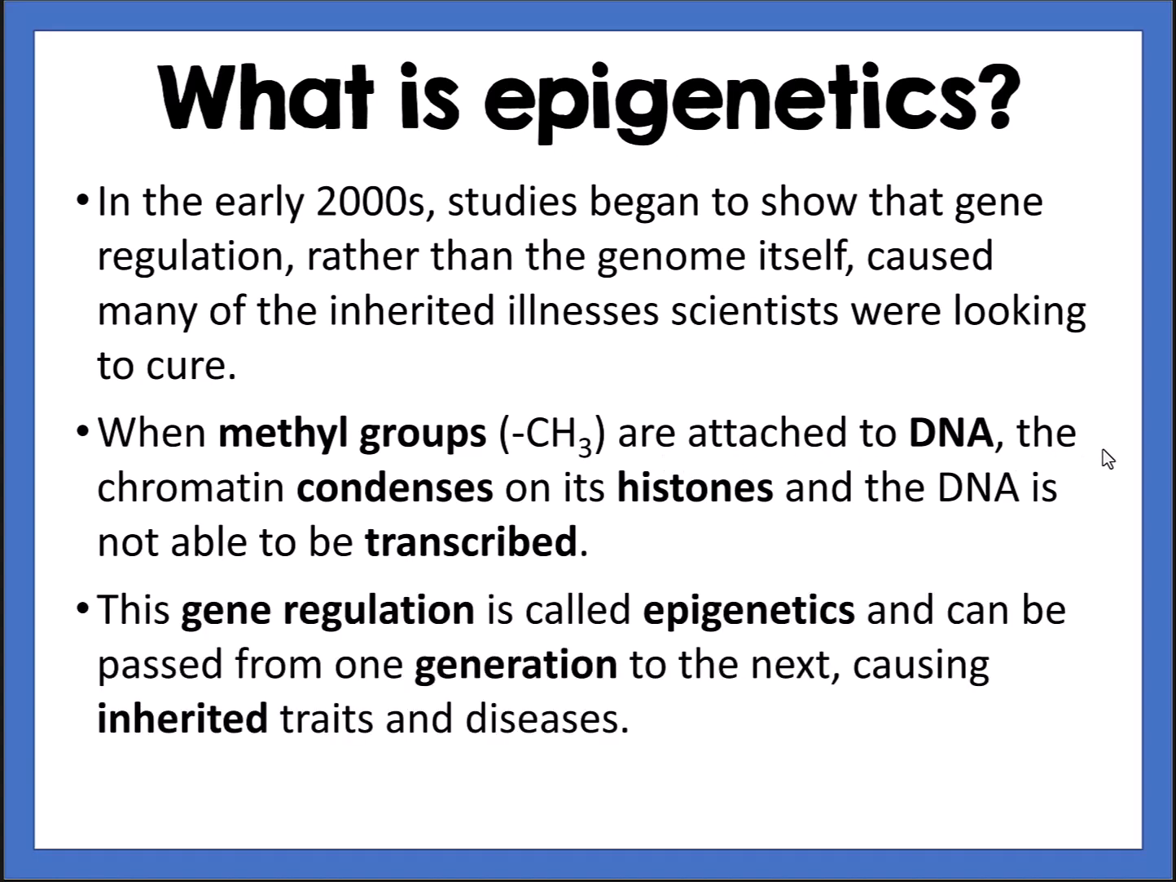And that gene regulation process is called epigenetics and can be passed from one generation to the next, causing inherited traits and diseases. Epi meaning above or on top. So this is above the typical set of genes. This would be a next layer of traits and characteristics.